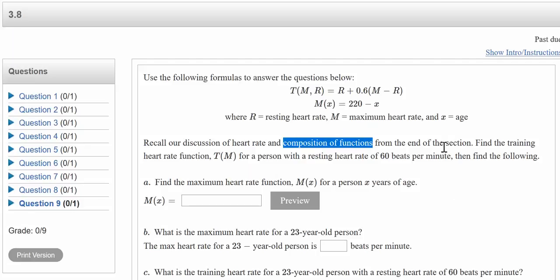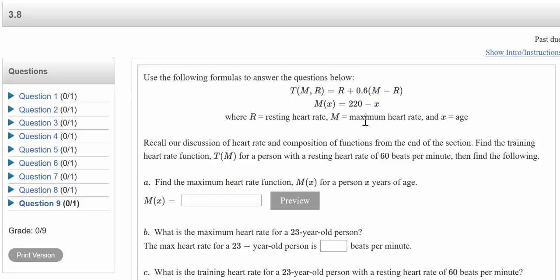Primarily this one right here, the training heart rate, notice it's T of M and R. So the training heart rate is a function of maximum heart rate and resting heart rate. There's a formula for maximum heart rate. It is 220 minus x. Then we've got to think about what resting heart rate is. We'll see that maybe that is given already here.